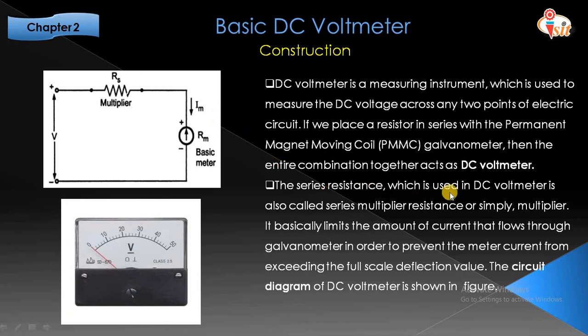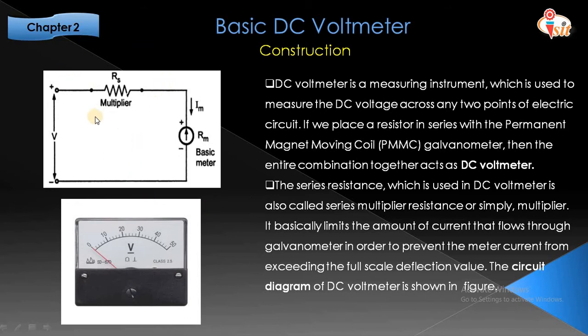Now the series resistance which is used in a DC voltmeter is also called a series multiplier resistor, or simply a multiplier. This series resistance is connected in series with the permanent magnet moving coil, and it is called a series multiplier. It basically limits the amount of current that flows through the galvanometer in order to prevent the meter current from exceeding the full scale deflection value. The circuit diagram of the DC voltmeter is shown in the figure.